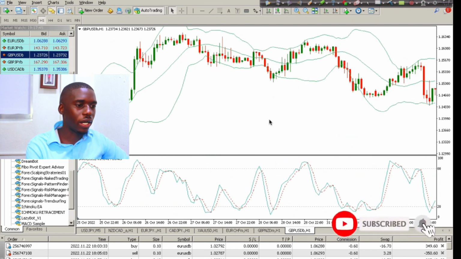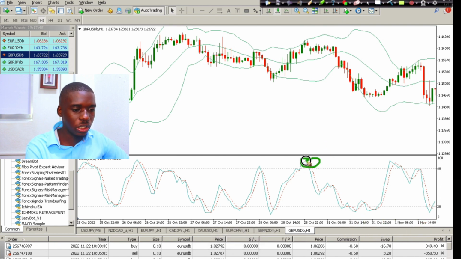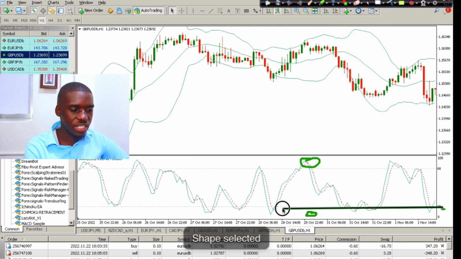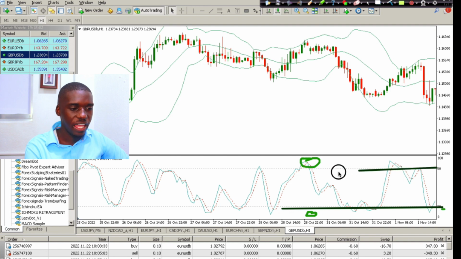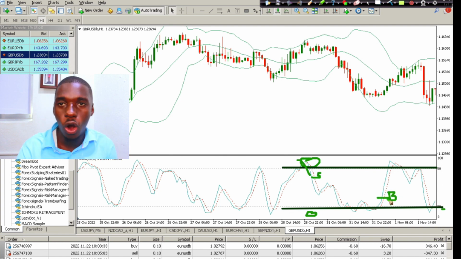like I've told you, it works with particular levels. That is the overbought, which is this section, and then the oversold, which is this section below 20, and then also the section above 80. So whenever the market approaches this point and crosses below 80, this means that you should execute a sell position. And when it comes down to 20, this signifies that you should place a buy order.